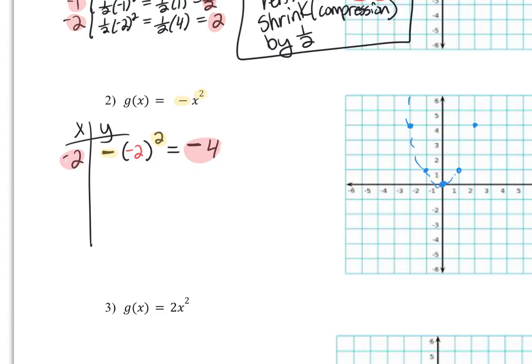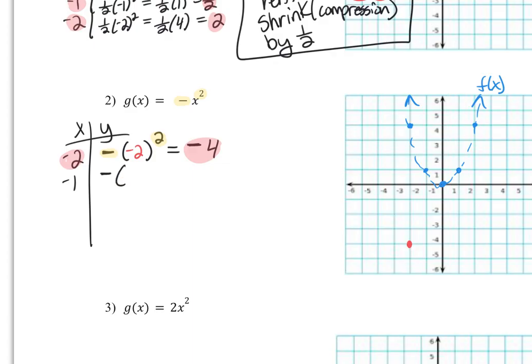I find it's a little easier when it's right on the same graph to compare to see if it got bigger or smaller, moved left, moved right, shrunk, stretched, flipped over, okay? So (-2, -4), we got a point down there. Perfect. Okay, let's do -1.